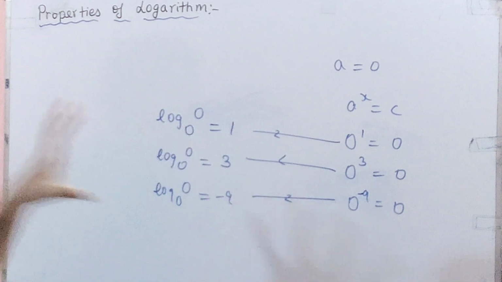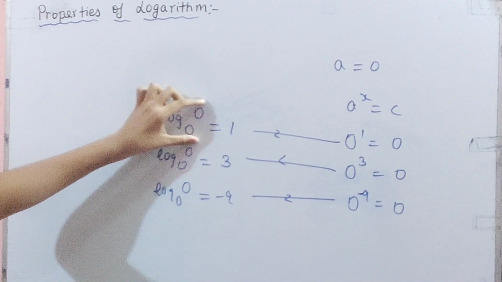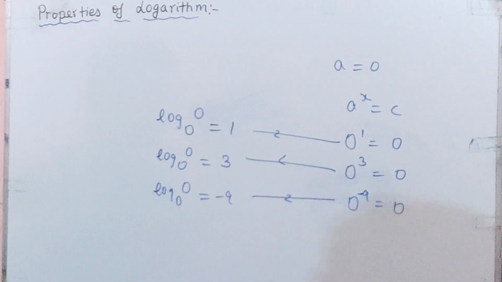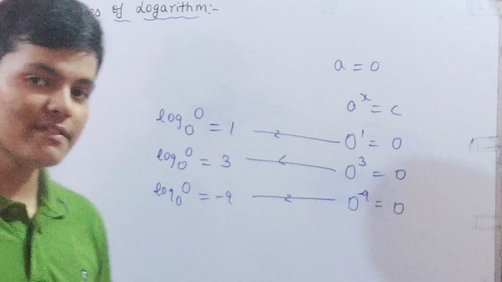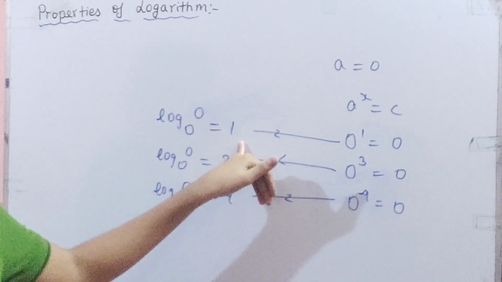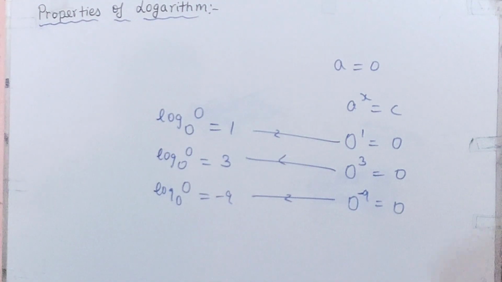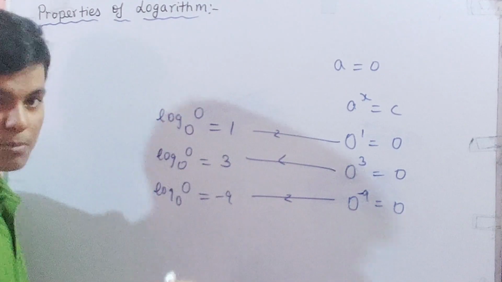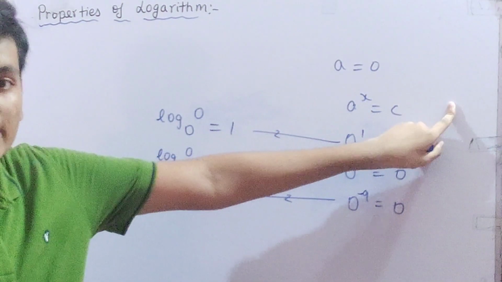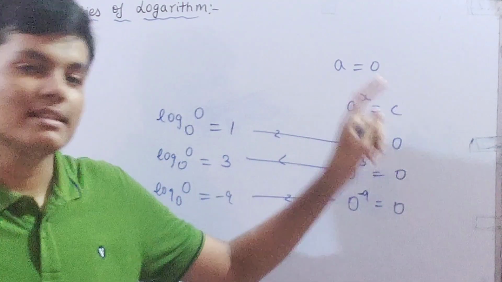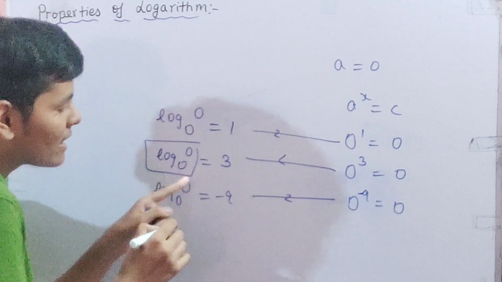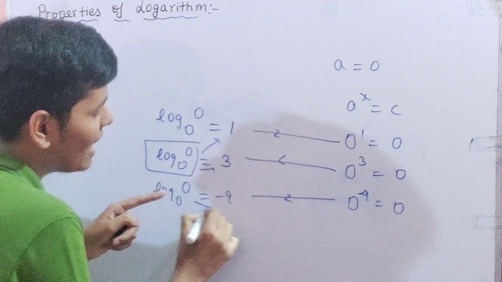Now here we get a confusion. Log of 0 to the base 0 gives 1, it gives 3, and it also gives minus 9. In the starting we spoke about function. Function means that one input gives one output. Now here one input has multiple outputs. So when one input has multiple outputs, like a switch which turns on both the light and the tube light, that is not a function. This log of 0 to the base 0 can give the value of 1, 3 and minus 9.